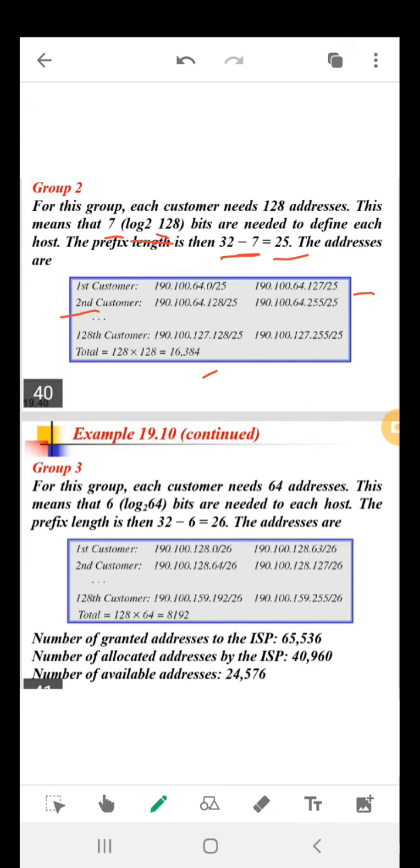Similarly, in the third case, we have 128 customers requiring 64 addresses each. So log2 of 64 is equal to 6 bits for host address, 32 minus 6, that is 26 bits for network ID, and /26 is the mask ID. Okay, and this is how the allocation has been done. So we can see here in total the number of IP addresses allocated is 40,960, and if we subtract it, the ISP is still left with 24,576 IP addresses.